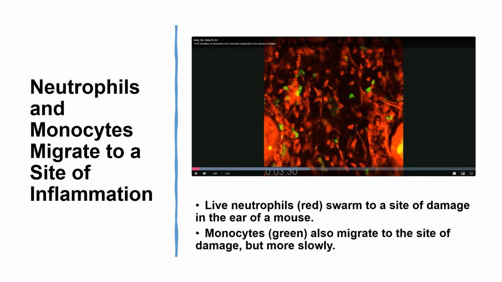So yes, I thought I had a video of this. What you're actually going to get to see in this one is the red neutrophils swarming to a site of damage in the ear of a mouse. What they probably did was what's called a hole punch. It's like a little paper hole punch, but considerably smaller. It's only maybe 3 or 4 millimeters across, and it punches a little hole through the ear of the mouse. The ear is a really thin tissue.